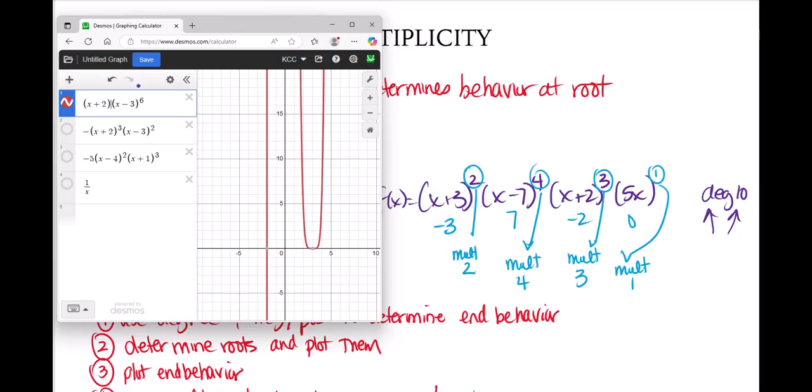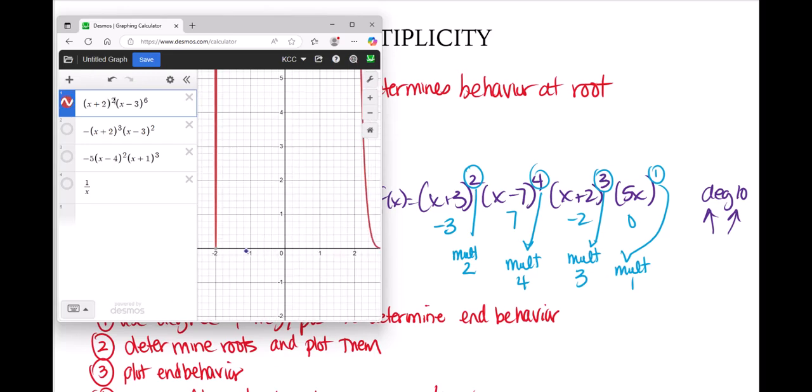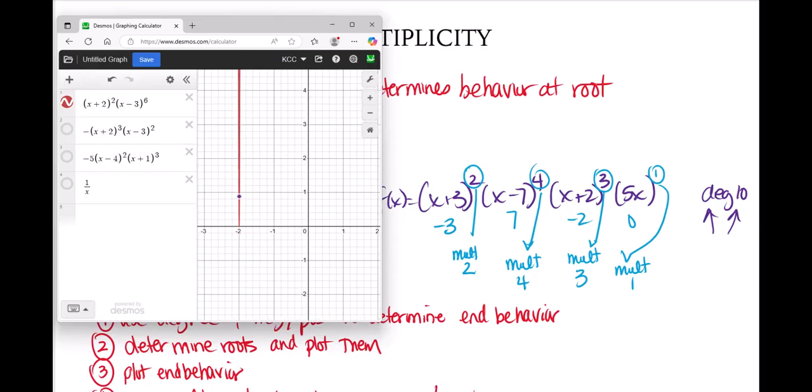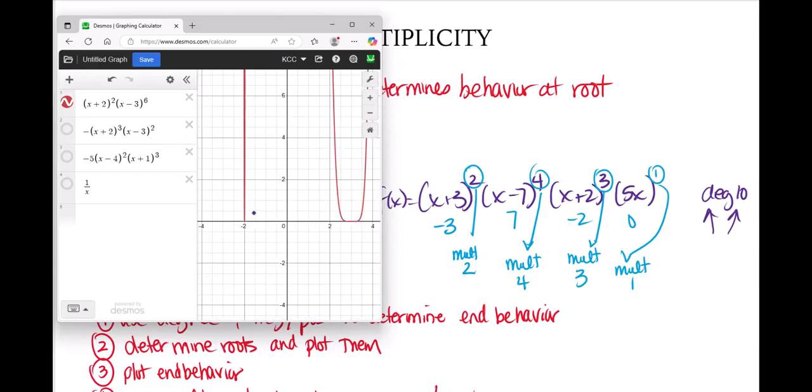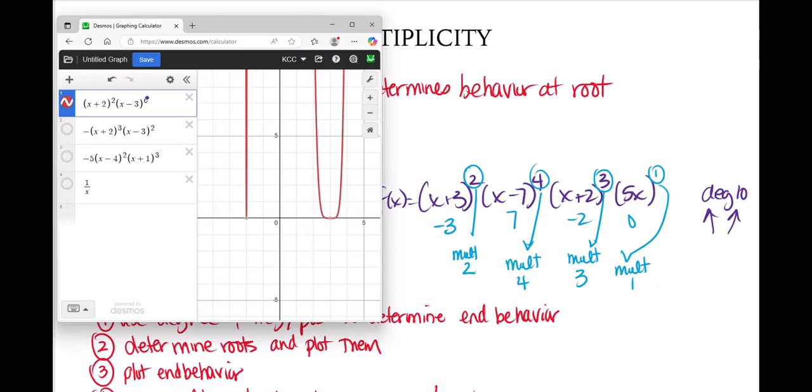So what I'm going to do over here is change this to an even multiplicity. It's kind of hard to see, I've got to zoom in, but it actually is bouncing here. It's kind of coming down and going up. I've got these huge numbers. Let's see if I can change this to a lower multiplicity up here, but still be even. So again, we're bouncing at both roots. So the multiplicity really affects the behavior.